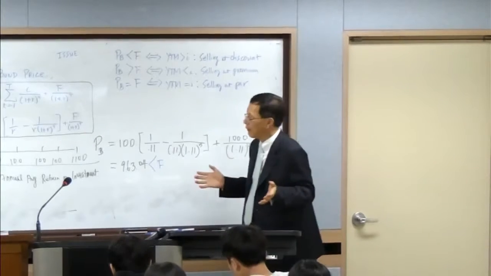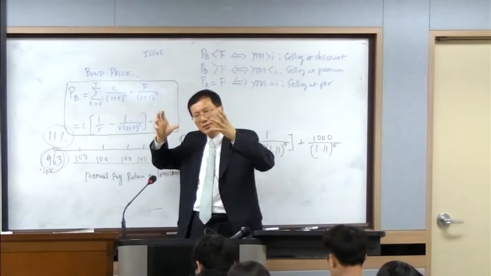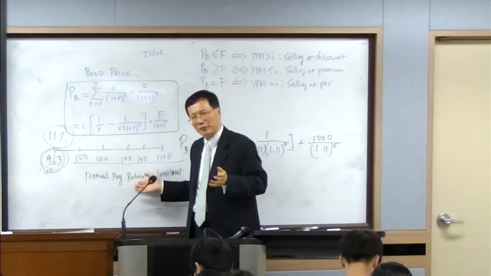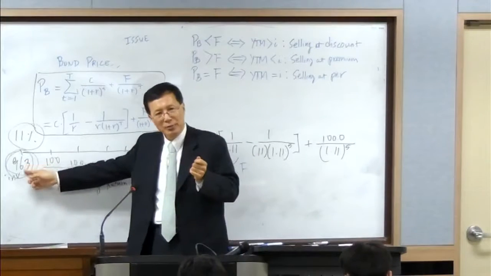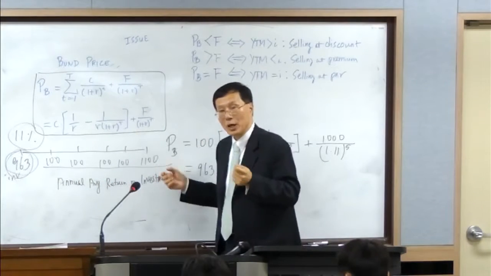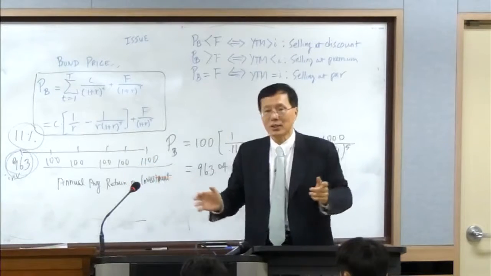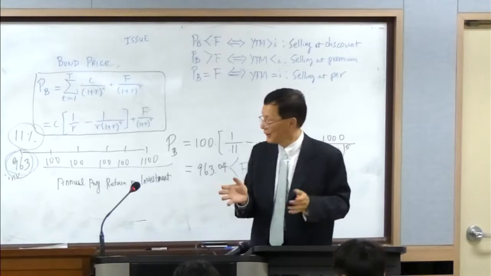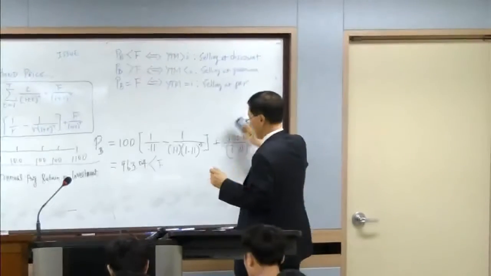I said that yield to maturity can be conveniently interpreted as the annual average rate of return on investment in the bond if you invest in the bond at the current price and hold it until maturity. But in case you do not hold it until maturity, your rate of return on investment may be different. And that's what I'm going to show to you now.